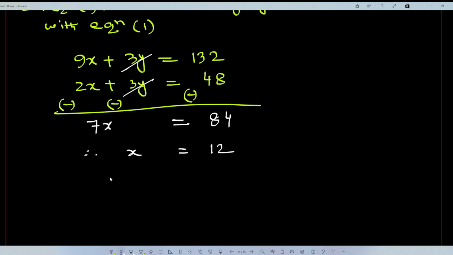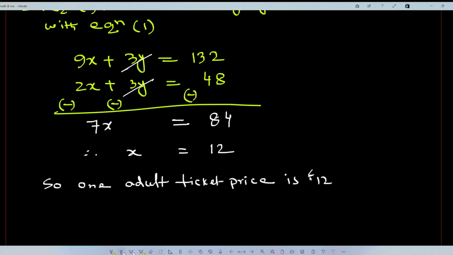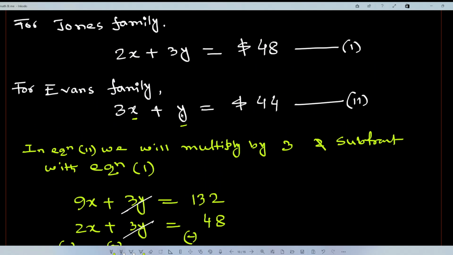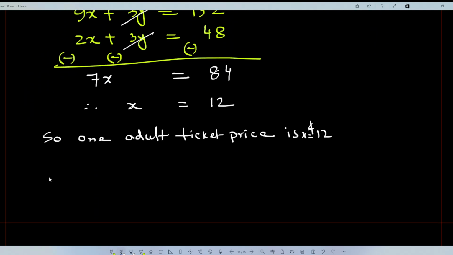So one adult ticket price is $12. Okay, x equals $12. So in equation 1 or equation 2, we can put the value. In equation 1 we put x equal 12.